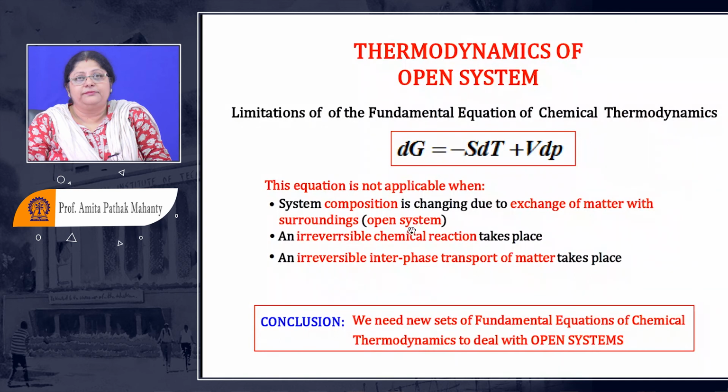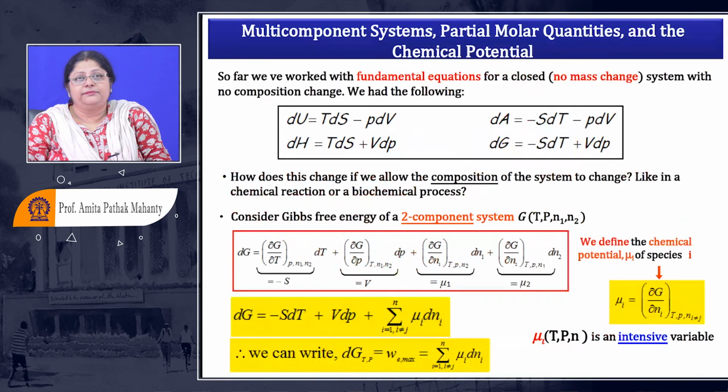You need to modify that, and if you want to modify the equation in terms of the matter exchange between the system and surrounding, what you now introduce is a new term known as the chemical potential. This is the fundamental equation which we have in terms of the energies U, H, A and G: internal energy, enthalpy, Helmholtz energy and Gibbs energy for a closed system.